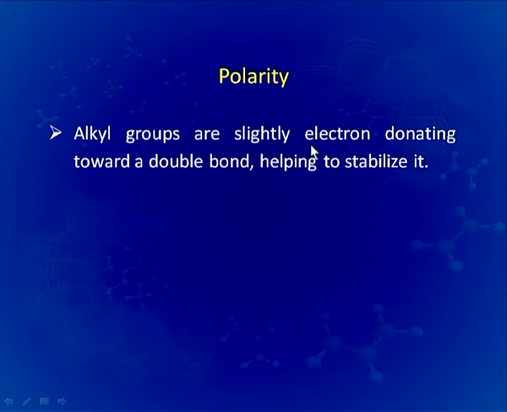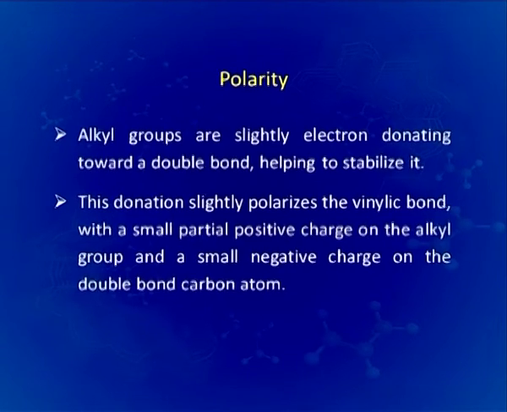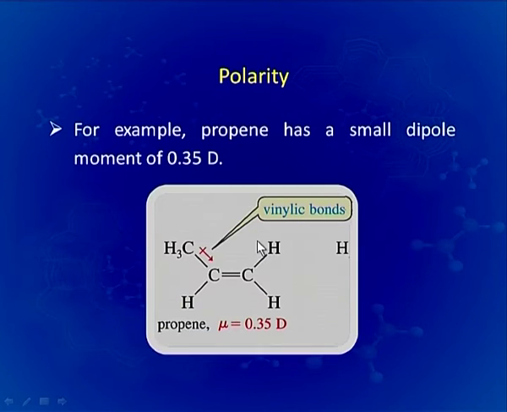Alkyl groups are slightly electron donating towards a double bond, helping to stabilize it. We have already discussed this. How do they do it? This donation slightly polarizes the vinylic bond with a small partial positive charge on the alkyl group and a small negative charge on the double bond carbon atoms. This is known as a dipole in the system. For example, propene has a small dipole moment of only 0.35 D.